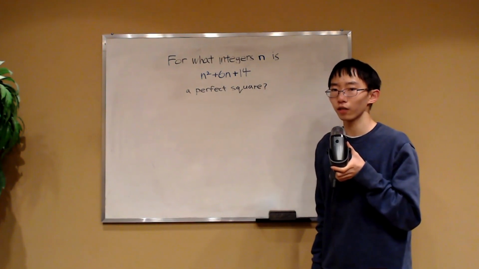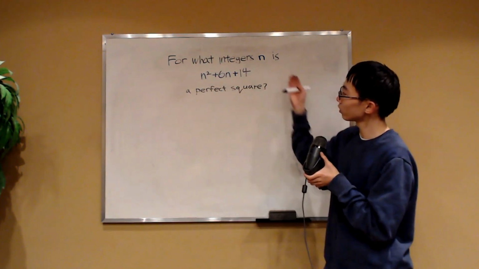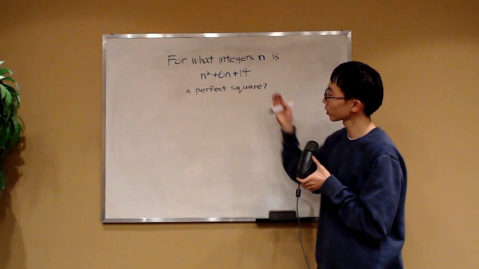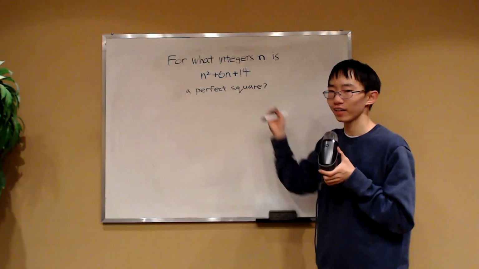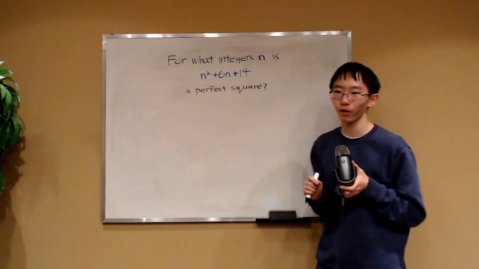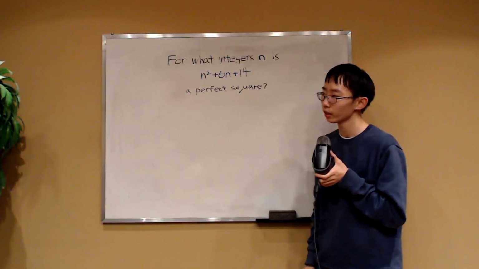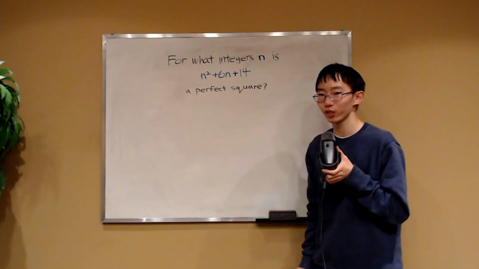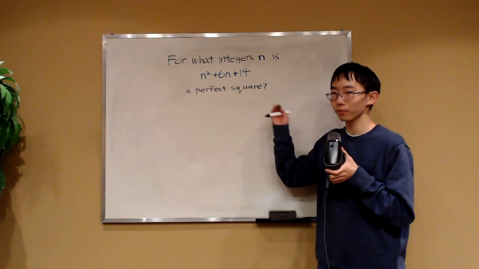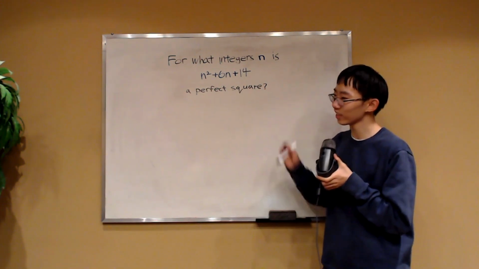Behind me is a very classic number theory problem. For what integers n is n squared plus 6n plus 14 a perfect square? Now, this problem actually requires a pretty common problem-solving technique in number theory, but this technique is very important and it's very, very useful. This type of problem is also pretty common in math competitions, so let's delve right into it.